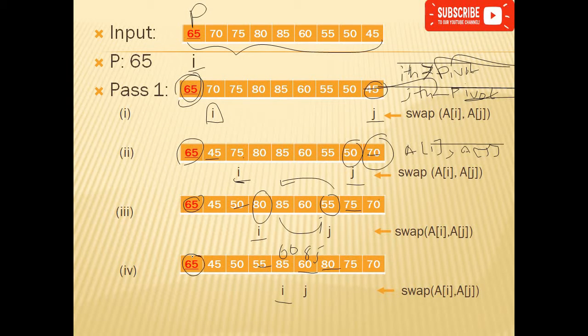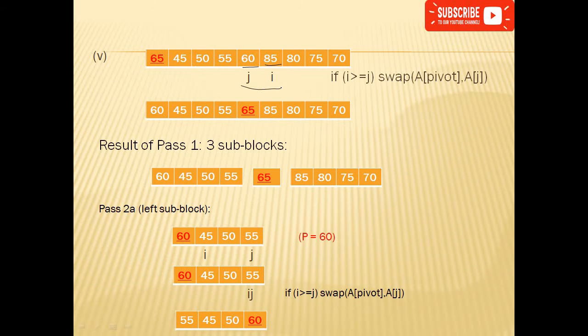So for 65, I need to find the element greater than 65. Here I found 85, so i will come here. And the element less than 65, here I found it. So when you observe, j will come here, i will come here. When I identify the element above 65, I got here. When I identify the less than element of 65 from the right hand side, I found here.